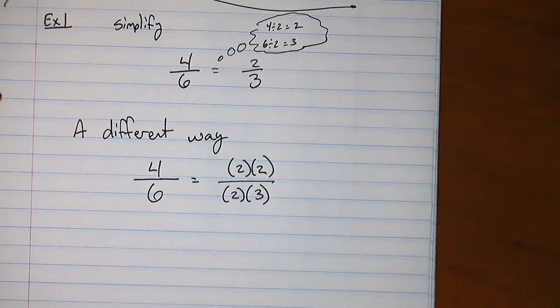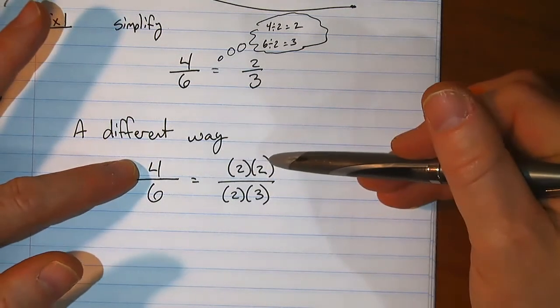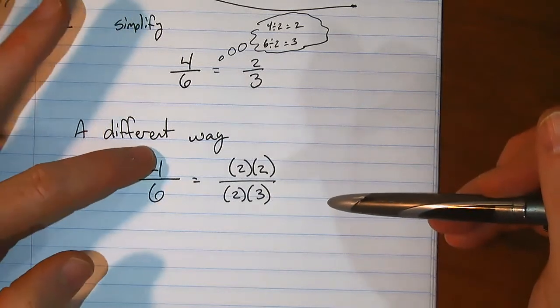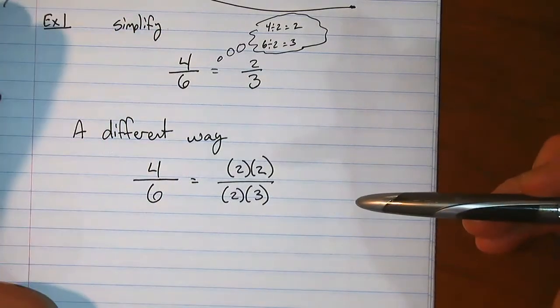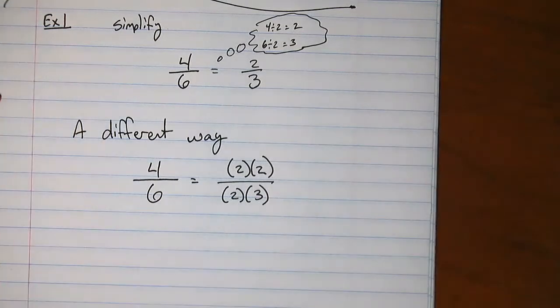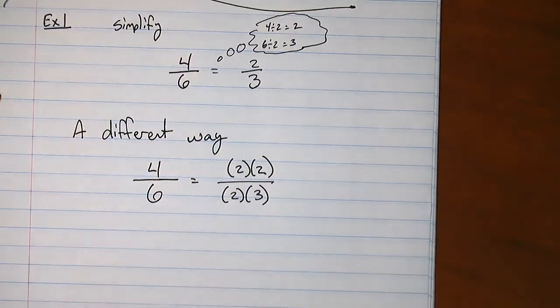But hopefully, whether you agree that you would or would not do that, hopefully you agree that these are equal, right? 4 is the same as 2 times 2. 6 is the same as 2 times 3. And so therefore, 4 over 6 is the same as 2 times 2 over 2 times 3. Okay, so even though we might not think to do this, hopefully we agree that it's mathematically legal, that this is a valid mathematical statement right now.